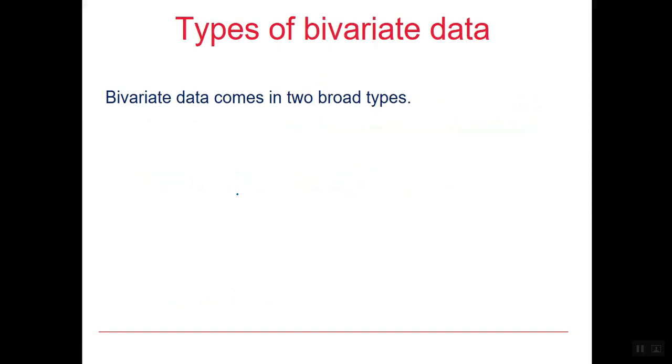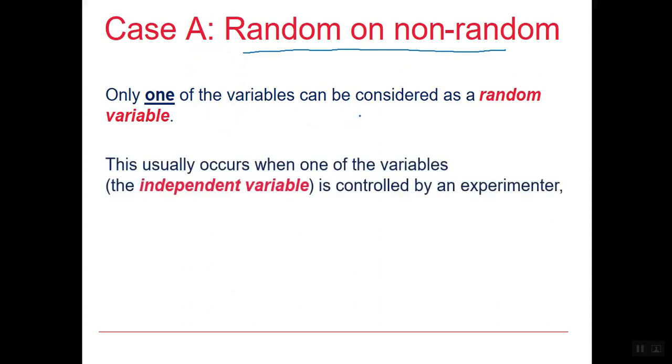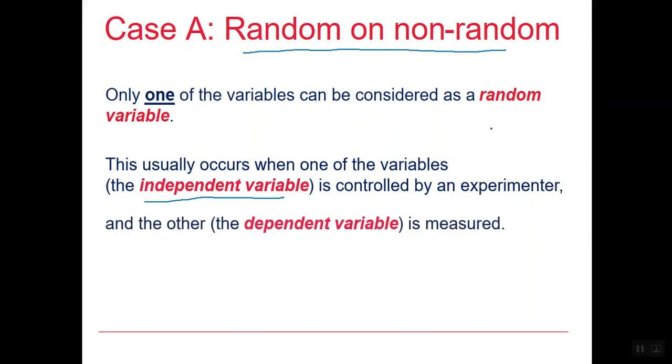There are two types of bivariate data, which we're going to consider now. The first one is something called random on non-random. In this case, only one of the variables can be considered a random variable. This usually occurs when one of the variables, we call this the independent variable, is controlled by an experimenter. It's also sometimes called the control variable. The other one, the dependent variable, is something that is measured.